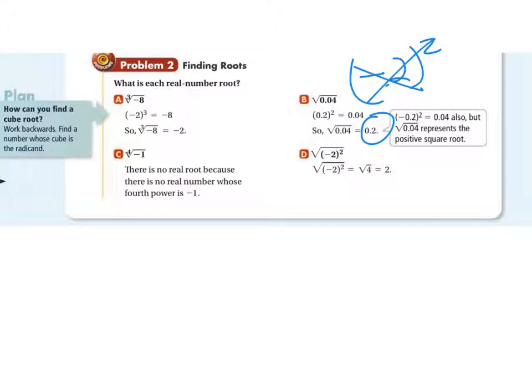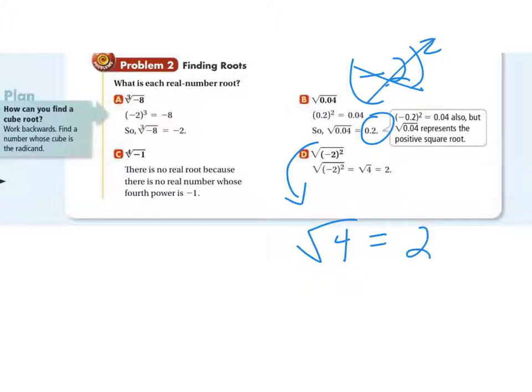Fourth root of negative 1, there is no real root. We talked about that with the whole i thing in imaginary numbers. Nothing works there. And then D, now this one I want to encourage you, because you might go, oh, negative 2, right? And positive 2. But simplify it before you do anything. So we know that negative 2 squared is 4, and the square root of 4 is 2.